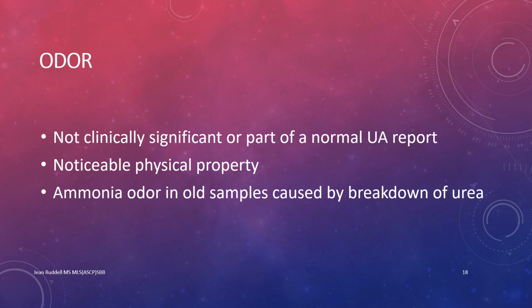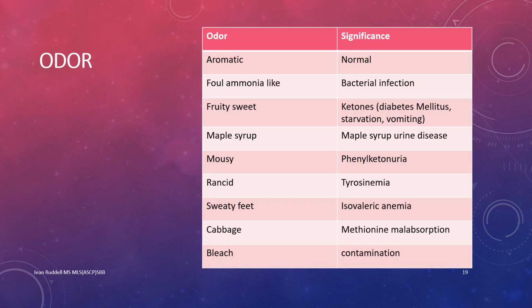Someone with a UTI, it can smell horrendous. That's a good way to describe it. While odor is not normally part of the urinalysis exam, it is a noticeable physical property. Normal urine has a faint aromatic smell, and older samples will smell like ammonia due to the breakdown of urea.